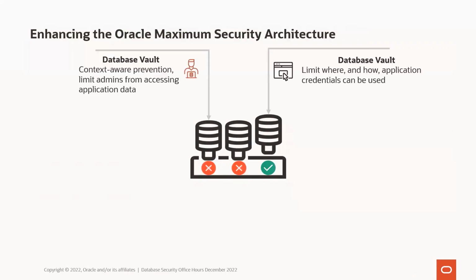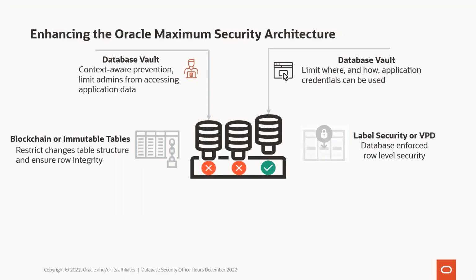Defense in depth. To talk about it a little bit differently, to kind of try to show you a picture of it, Database Vault can provide context-aware prevention to limit your administrators from accessing application data, or how those application credentials can be used, where they can connect. Blockchain or immutable tables can restrict changes to the table, the rows, and provide that row integrity if you're looking for it.